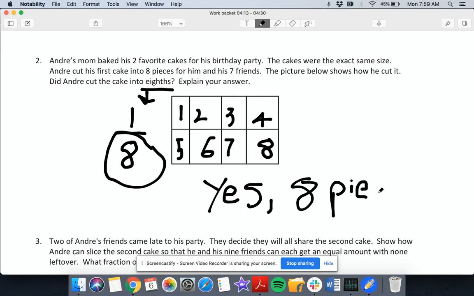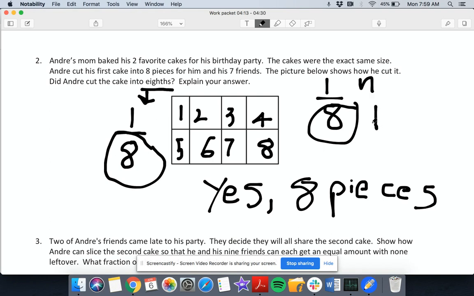Okay, so Andre and each one of his friends is essentially just getting 1/8 of the cake. Okay, because they're just going to get 1 piece, and there's 8 pieces total. So our numerator is 1, our denominator is 8.